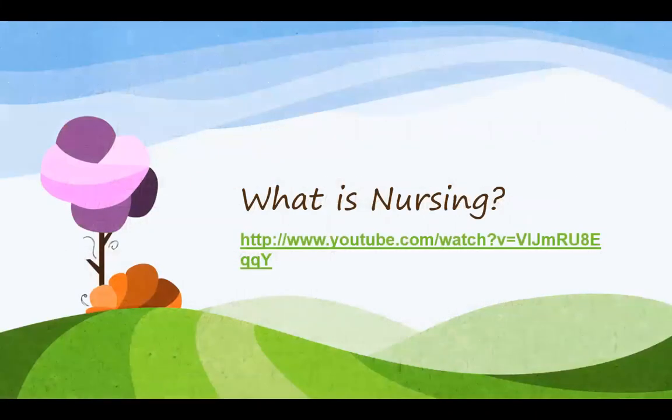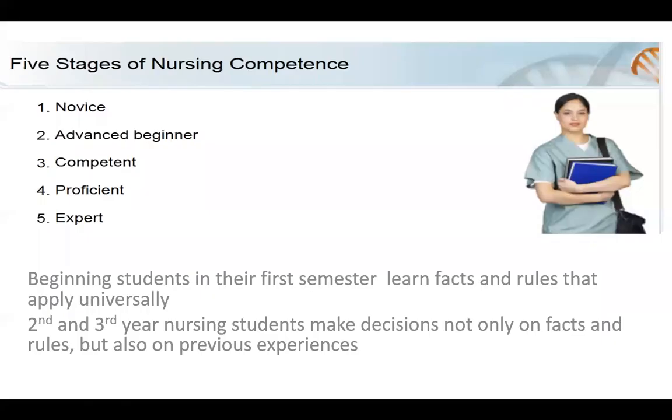So what is nursing? This is another video I'd like for you to watch. There are 5 stages of nursing competence. There's the novice nurse, then advanced beginner, competent, proficient, and expert. Patricia Benner identified these 5 stages of nursing competence. You are still in the advanced beginner stage when you graduate. That's as far as you get.